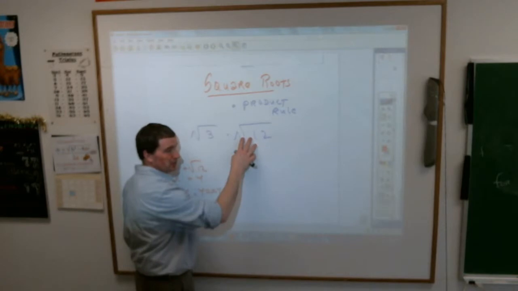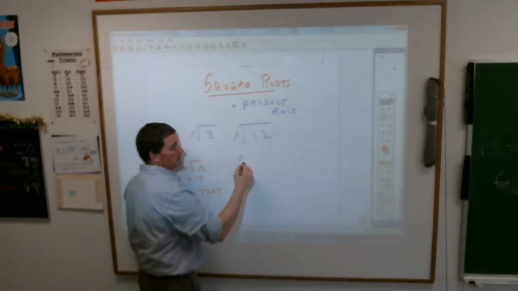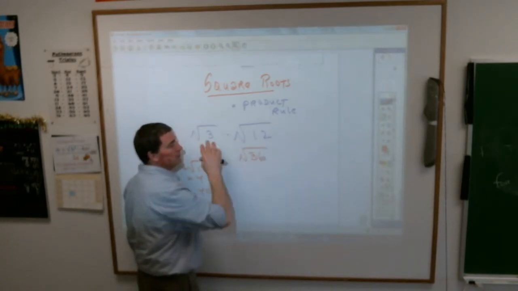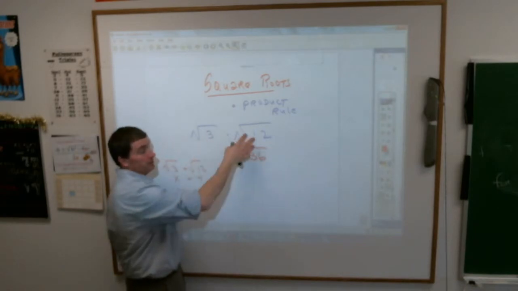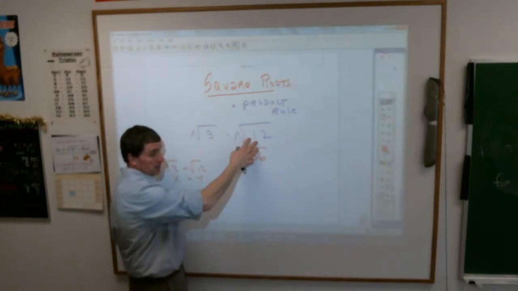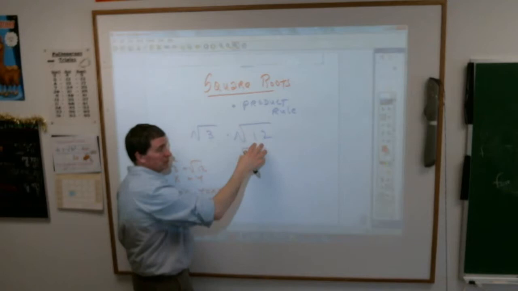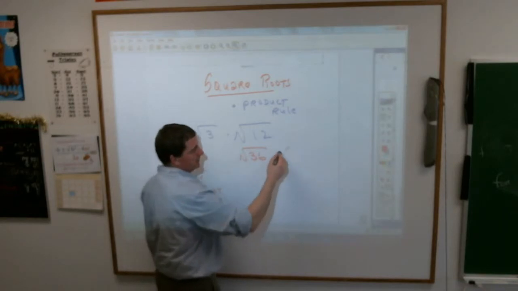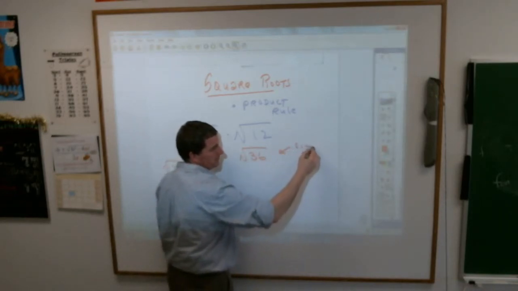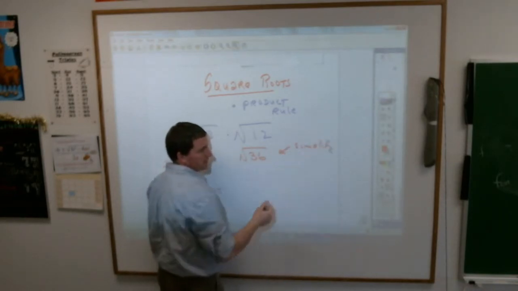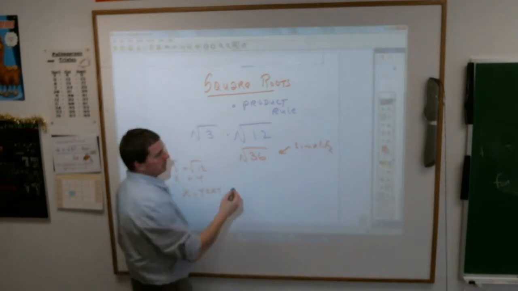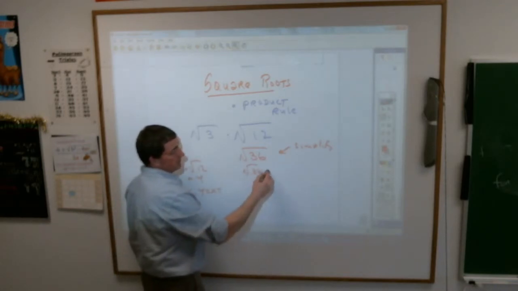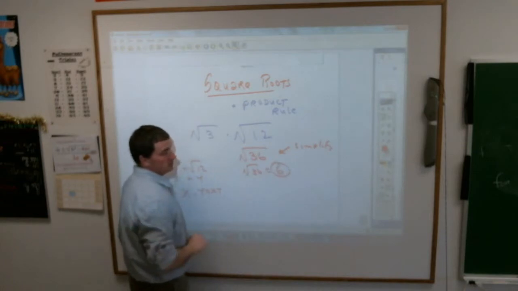Square root of 3 times the square root of 12 is the square root of 36. You can multiply them together just like normal: 3 times 12 is 36. Then, once you multiply it, you have to see if you can simplify that. Can I simplify the square root of 36? Yeah. Square root of 36 is 6. So that would be your answer.